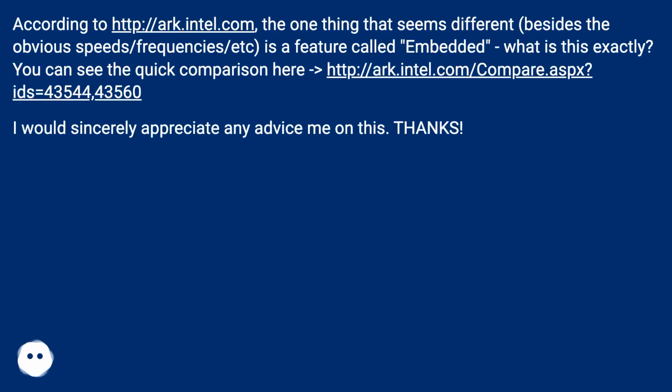According to this URL, the one thing that seems different, besides the obvious speeds, frequencies, etc., is a feature called embedded. What is this exactly? You can see the quick comparison here, this URL. I would sincerely appreciate any advice on this. Thanks.